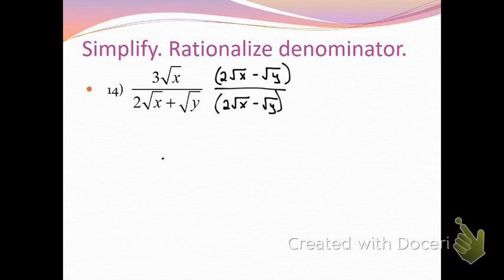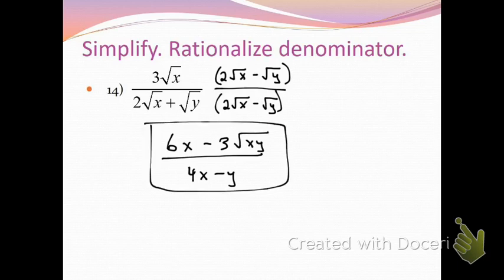So your denominator, Caden, what'd you get for your denominator? 4x minus y. Correct. 4x minus y, because 2 square root of x times 2 square root of x becomes 4x. Outer and inner cancel, minus y. What's our numerator become then? Anna, what would 3 square root of x times 2 square root of x become? 6x minus 3 square root of xy. Nice. There you are. Boom.